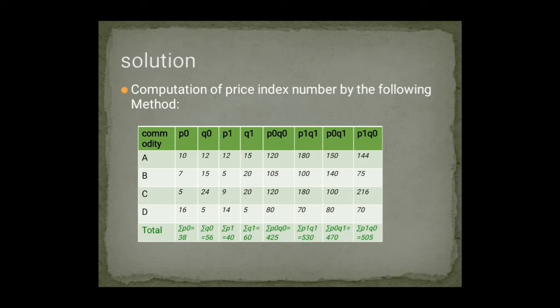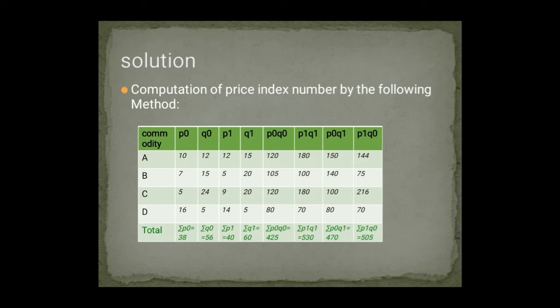P0 is nothing but base year price, Q0 is base year quantity, P1 is current year price and Q1 is current year quantity. P0Q0 is base year price into base year quantity. P1Q1 is current year price into current year quantity. P0Q1 is base year price into current year quantity. P1Q0 is current year price and base year quantity. So as I said, P0, Q0, P1, Q1, these 4 columns will be in the question, but we have to calculate P0Q0, P1Q1, P0Q1 and P1Q0.